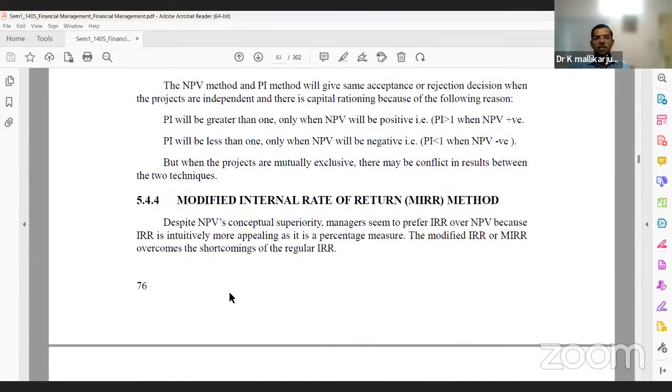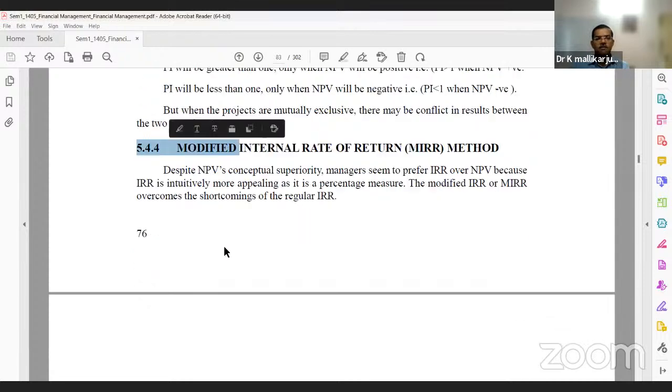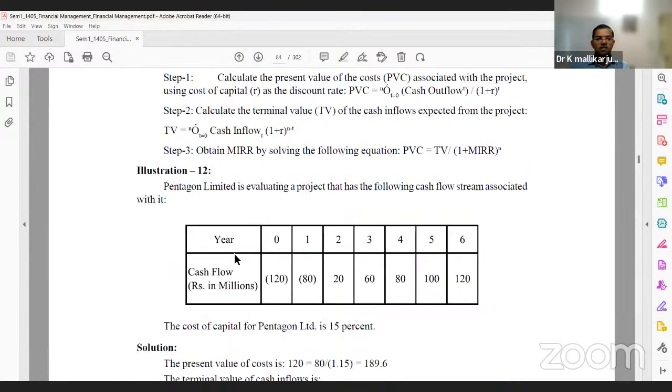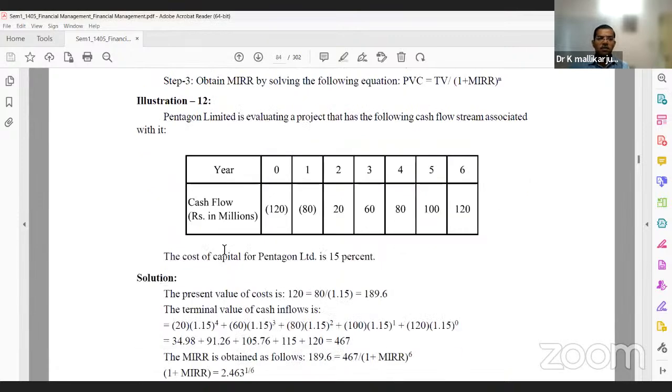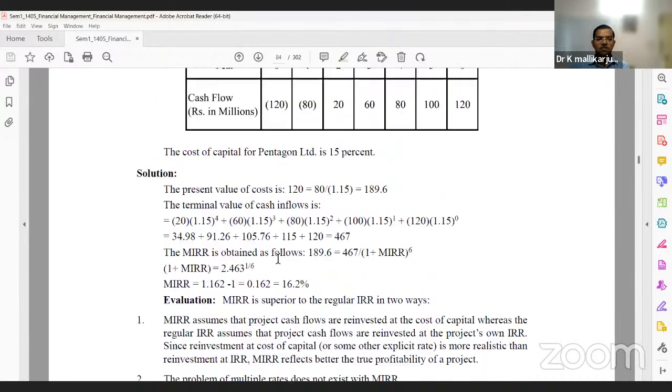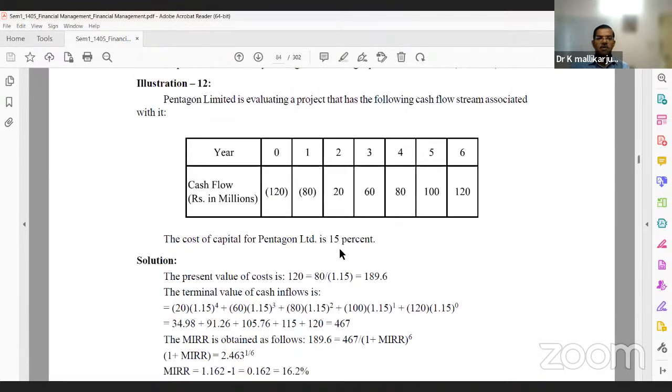Okay. Now the modified internal rate of return method, MIRR. M is nothing but modified. Okay. So this is a very popular method. Most of the companies are also using this modified method. Okay. So these are the cash flows in a million.